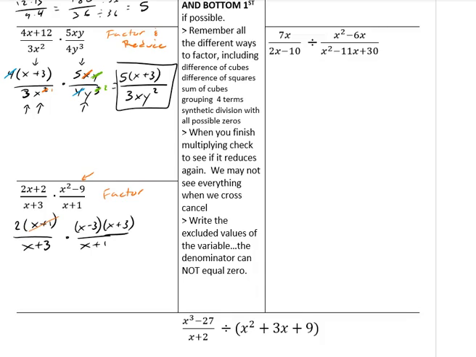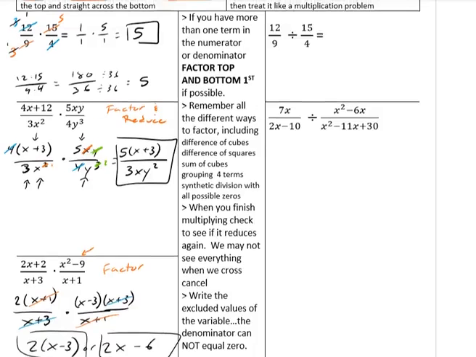Let's see, you have an x plus 1 and x plus 1 that can both cancel. X plus 3, x plus 3. Therefore, I am left with 2 times x minus 3. Or if you want to simplify, you can give me 2x minus 6. So that's what you would do when you multiply.